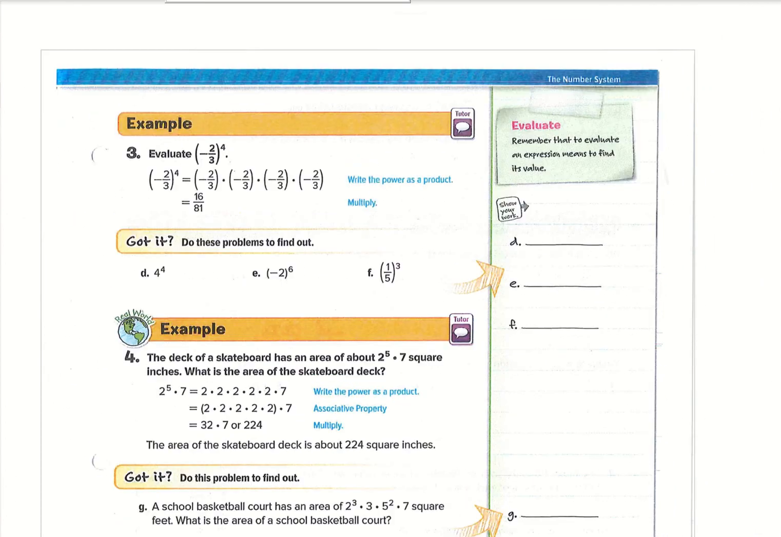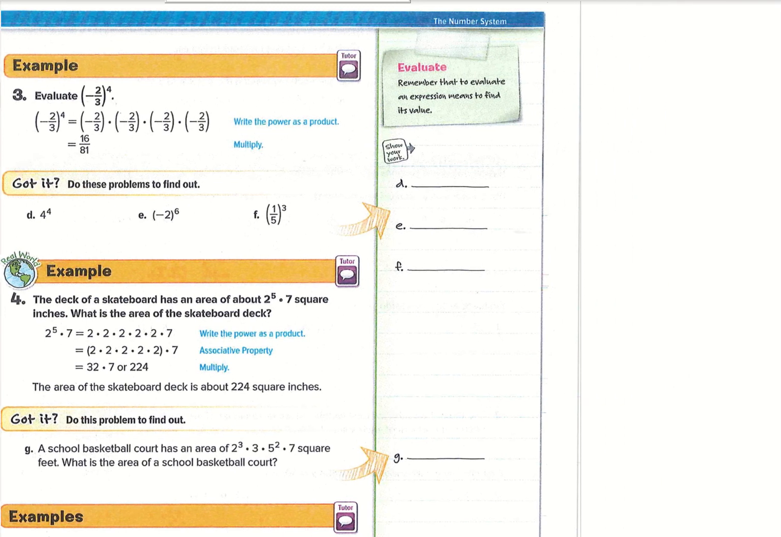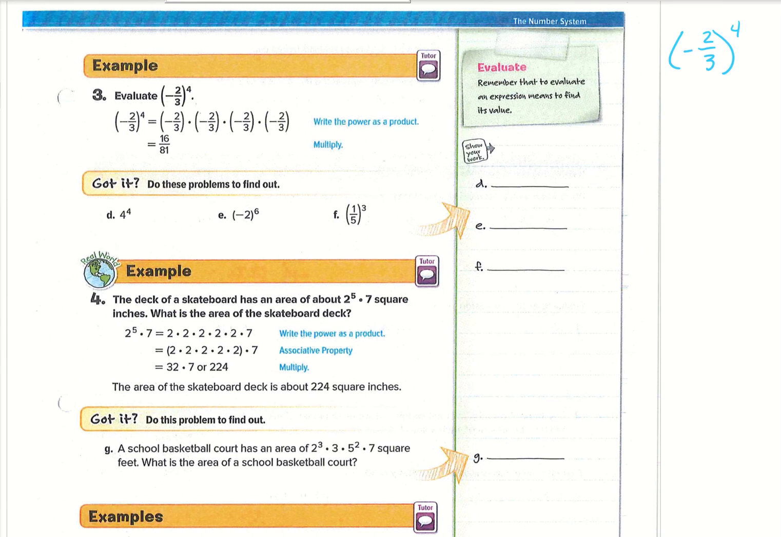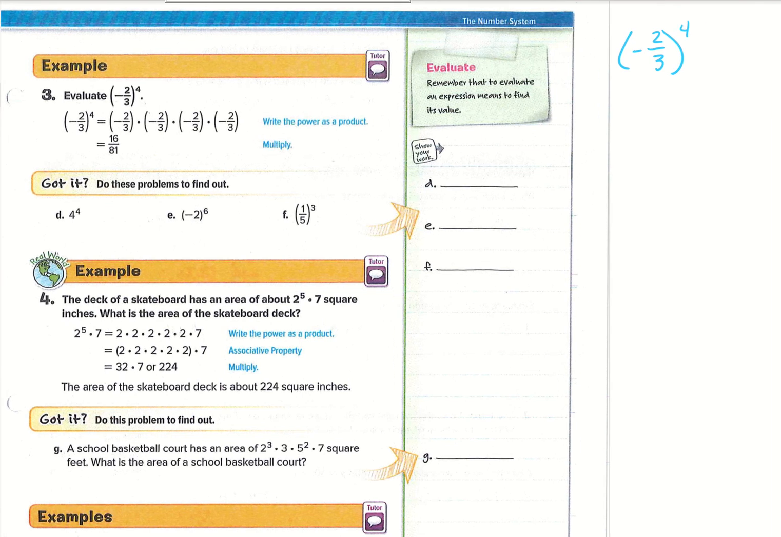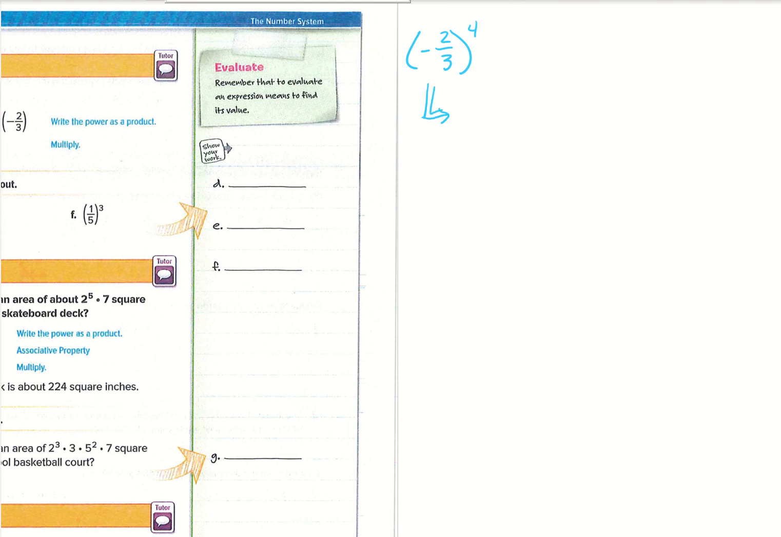Okay, so example 3, this is on page 17, looks at negative 2/3 to the 4th power. Okay, so it's looking at this. All right, this is something you are able to use your calculator on. However, it's important you know how it works, okay? So just remember that this is the same thing as if we had negative 2/3 times negative 2/3 times negative 2/3 times negative 2/3, okay?